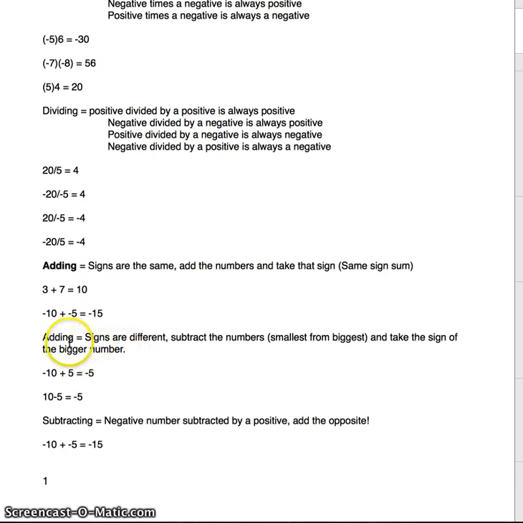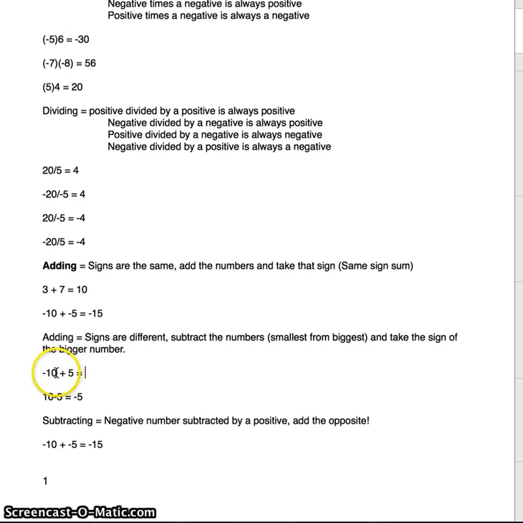All right, so now let's move on to adding when the signs are different. So when the signs are different, we're going to subtract the numbers. We're going to take the smallest from the biggest, or another way to think of it is the biggest number on top, and then take the sign of the bigger number. So negative 10 plus 5.